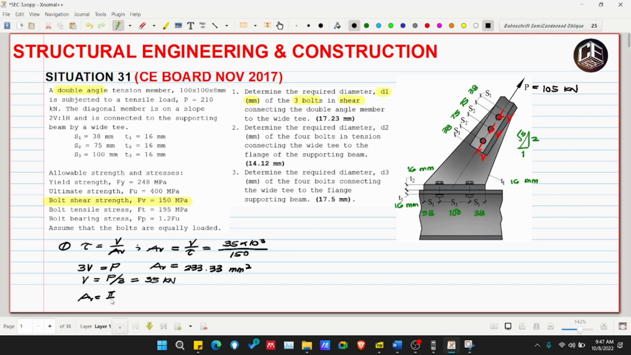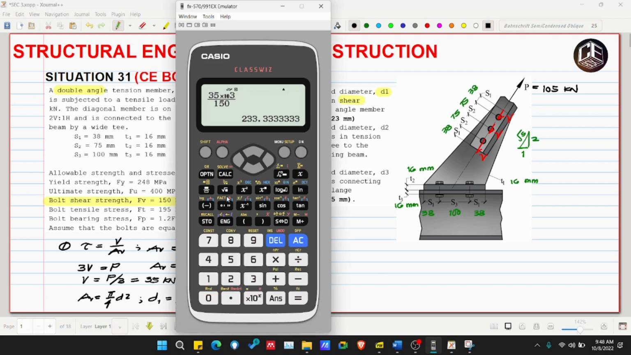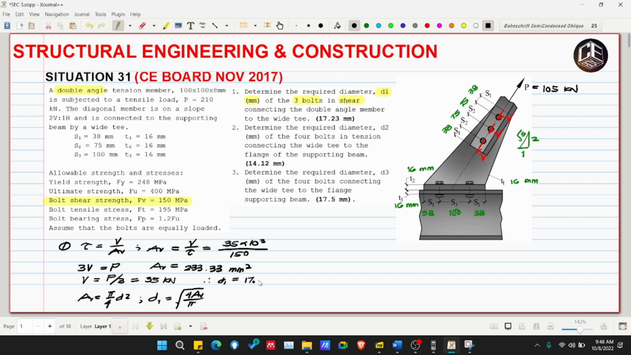So, that is pi over 4 D squared. Therefore, ang ating D1 is equivalent to cross-multiply natin yung 4. So, 4 multiplied by A over pi, then square root. Okay? So, therefore, ang ating D1 is equivalent to square root of 4 multiplied by 233.33 over pi. So, 17.24 millimeters.